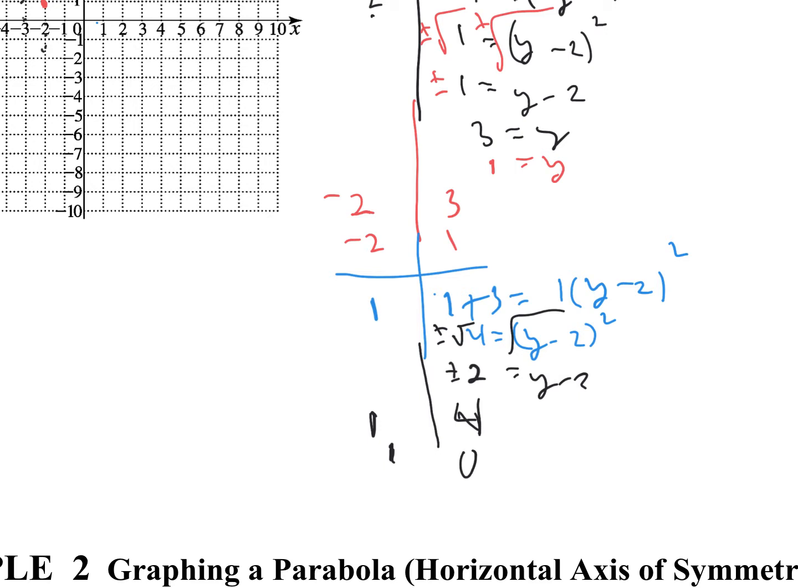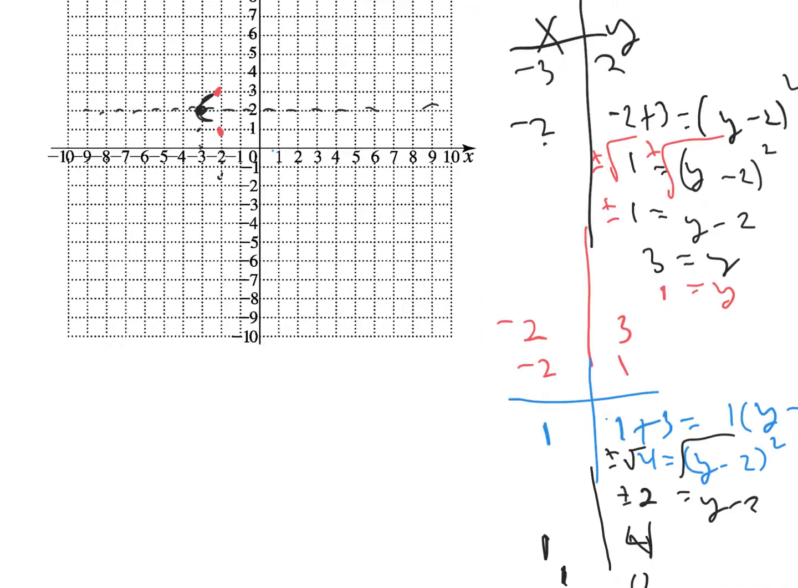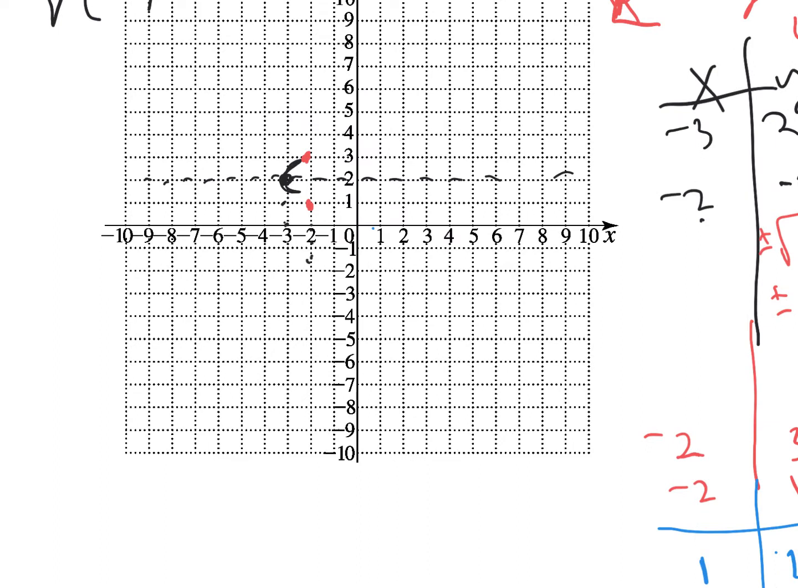Double check the math, please, because it's easy to make a mistake. I believe it's okay. 1, 4, and 1, 0. Well, yeah, it does look like it's fitting the picture. And I'm just going to continue it.